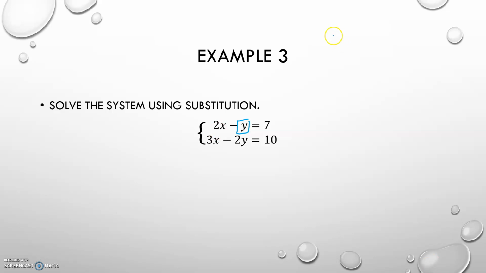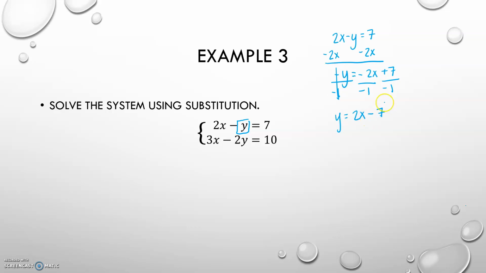So I'm going to rewrite 2x minus y equals 7. And I'm going to get y by itself. Minus 2x, minus 2x. And we get negative y equals negative 2x plus 7. And then I need to get rid of that negative, so I divide everything by negative 1. So I get y equals 2x minus 7. So that's just to rewrite the equation.